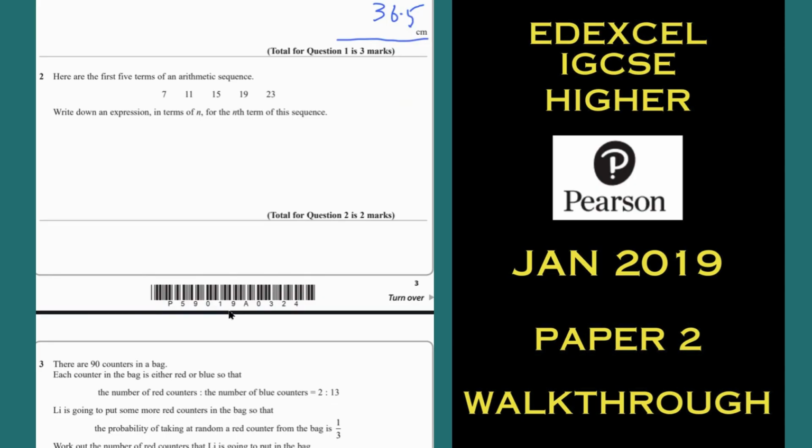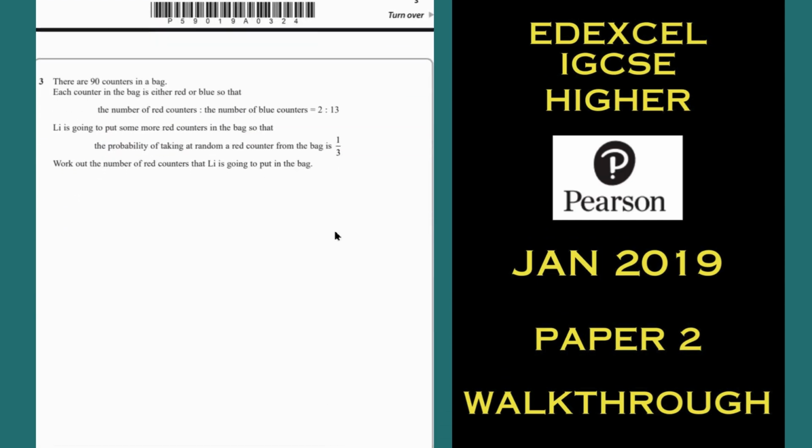Number 2, bog standard nth term. It's an arithmetic sequence, so it's just n's, not n squared. As soon as you spot it's going up in 4s, write down 4n, because that's going to be part of your answer. And if you compare your sequence to the 4 times table, it happens to be higher by 3. So we need to add 3.